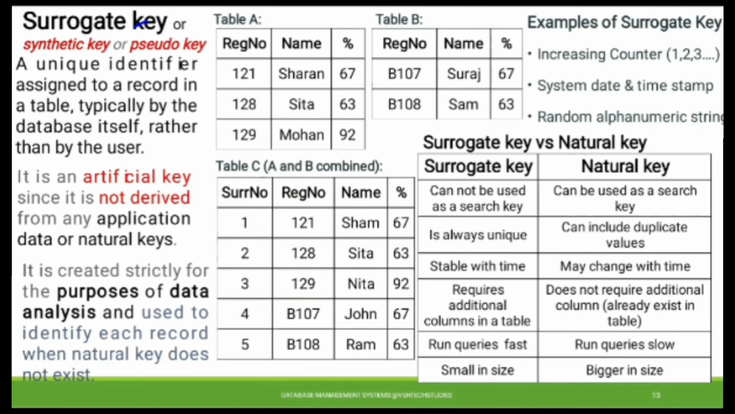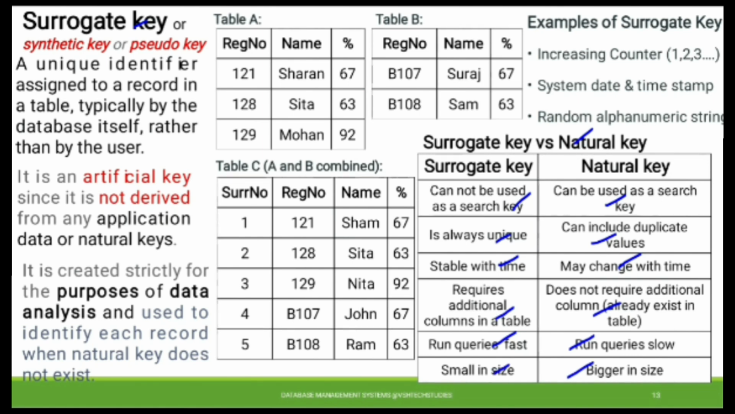If you compare surrogate key with natural key, surrogate keys cannot be used for searching purposes, whereas natural keys can be used. Surrogate keys are always unique. Natural keys may have duplicate values. Surrogate keys are stable with time. Natural keys may change with time. Surrogate keys require an additional column in the table. Natural keys are already present, so they do not need an additional column. Surrogate keys can run queries fast. Comparatively, natural keys run queries slow. Surrogate keys are small in size, whereas natural keys are bigger in size.